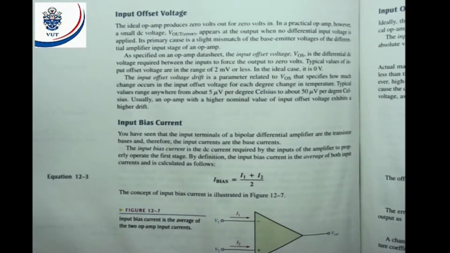Typical values of input offset voltage are in the range of 2 millivolts or less. In the ideal case, it is 0 volts. Input offset voltage drift is a parameter related to VOS that specifies how much change occurs in the input offset voltage for each degree change in temperature. Typical values range anywhere from 5 microvolts per degree Celsius to about 50 microvolts per degree Celsius. Usually an op-amp with a higher nominal value of input offset voltage exhibits a higher drift.